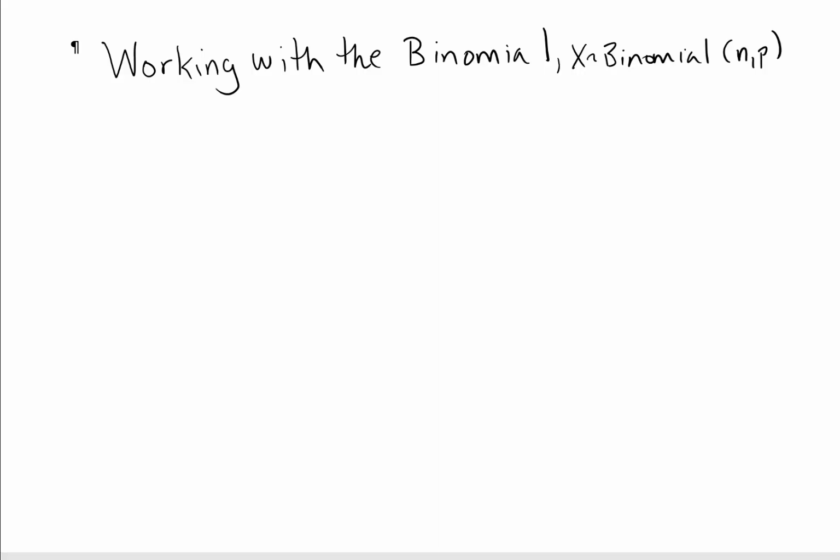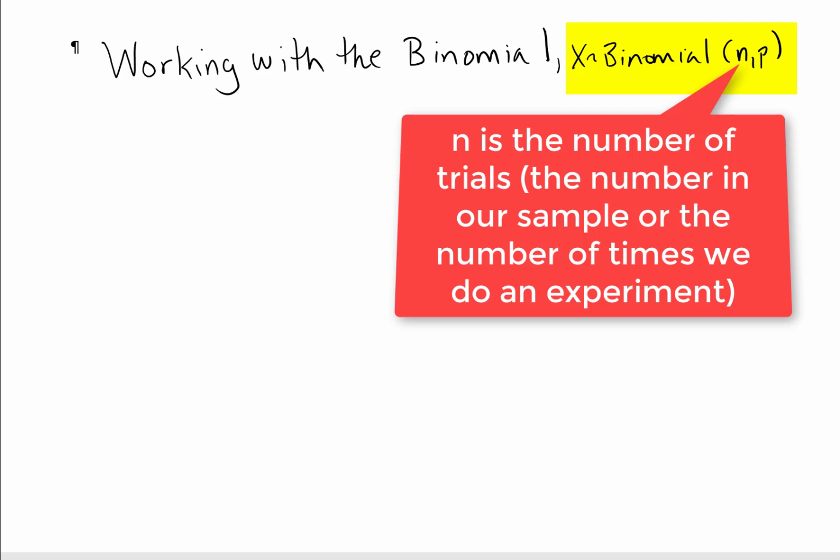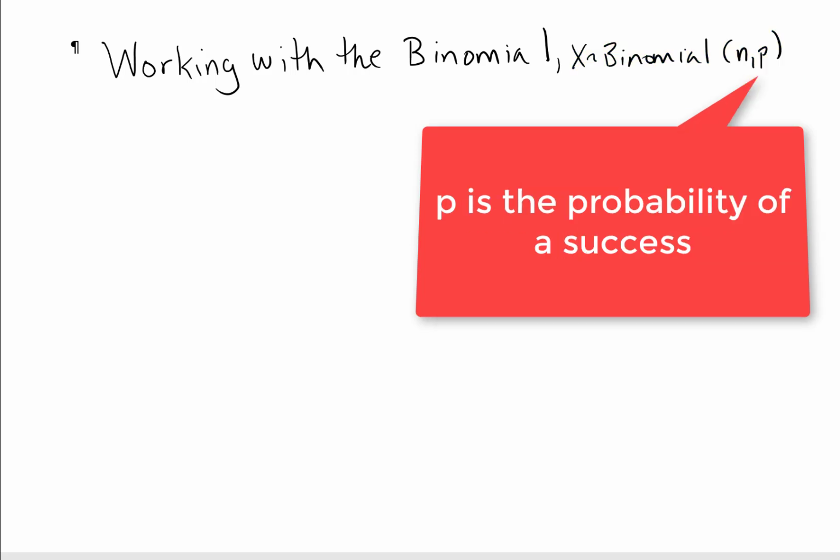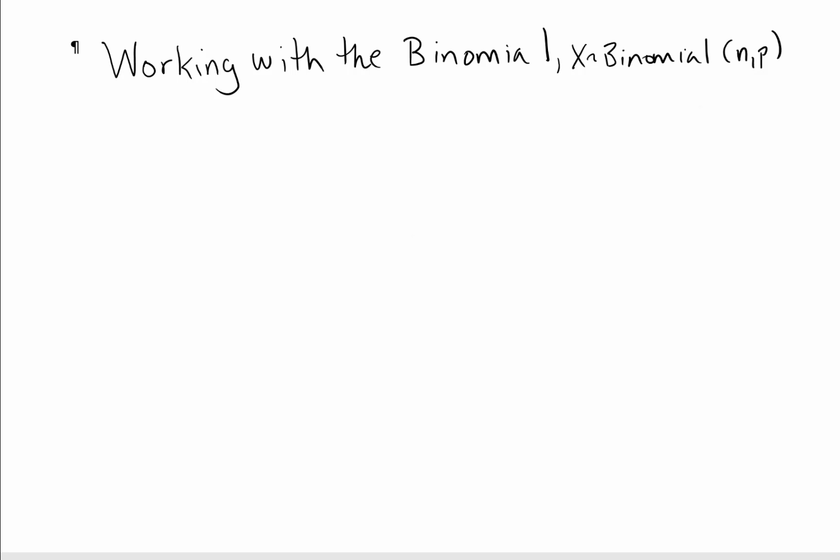Welcome to Working with the Binomial. The way that we write that a random variable x is binomial is x is binomial, and we give the parameters n, the number of trials, and p, the probability of a success. So we can work with finding the mean and the standard deviation of a binomial.